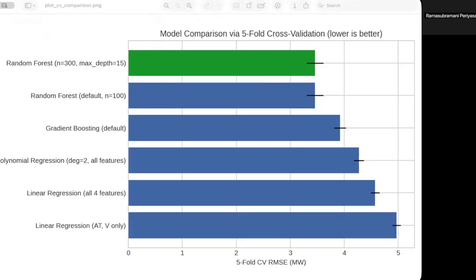And as you can see here, the RMSE value for the linear regression turns out to be close to 4.5, 4.2. And as you can see, the random forest has the lowest, which is 3.45.